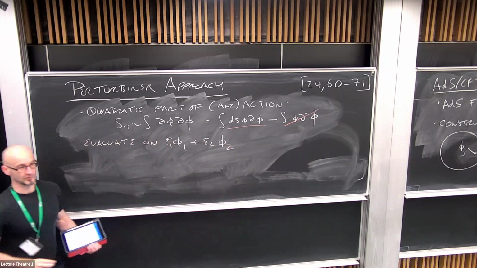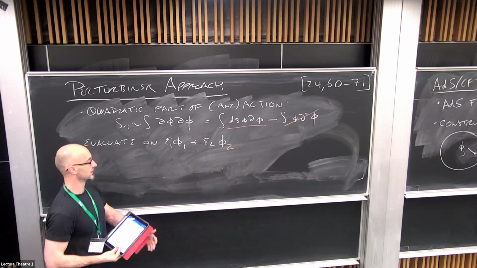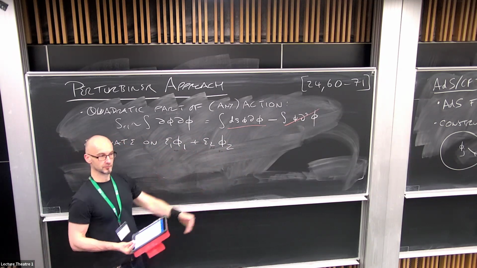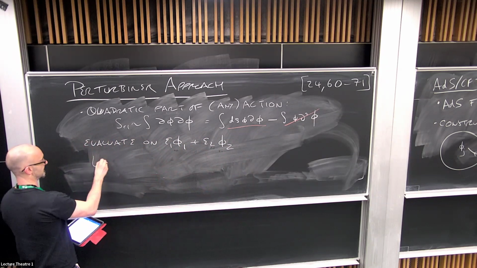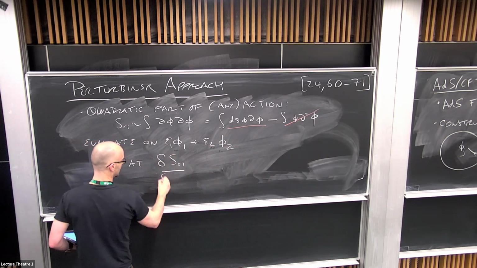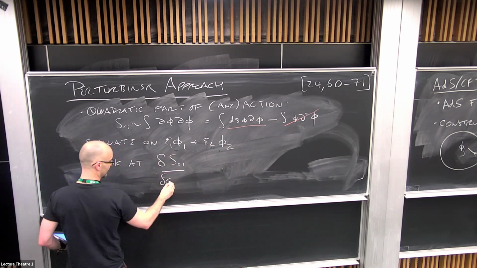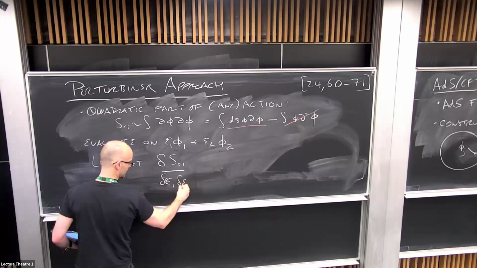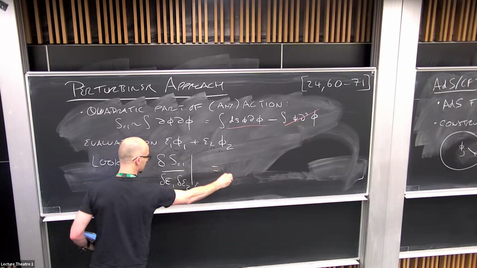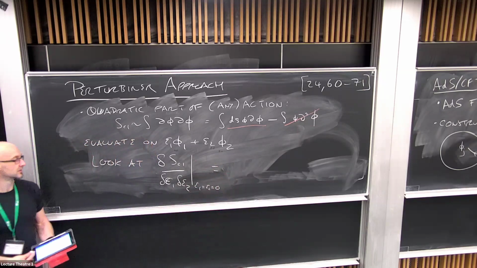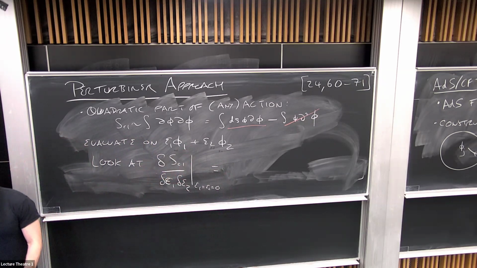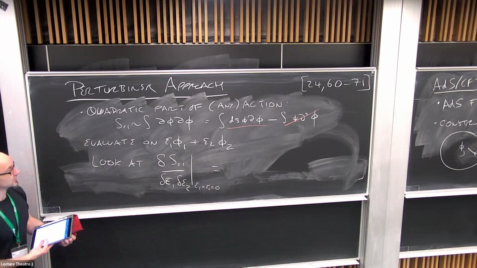We'll take two of these solutions that I've constructed, phi 1 and phi 2, and weight them with epsilon 1 and epsilon 2. Then you just pick out that bit of the action which is linear in both epsilon 1 and epsilon 2. It's the kind of perturbative construction.